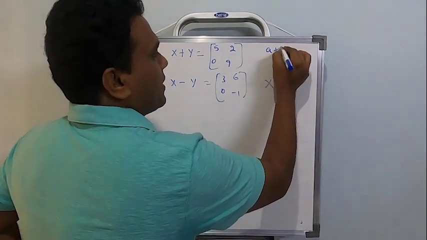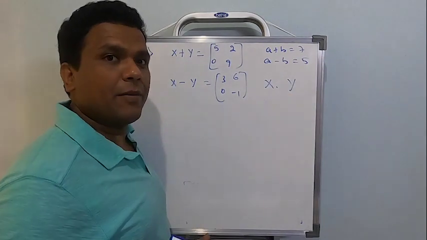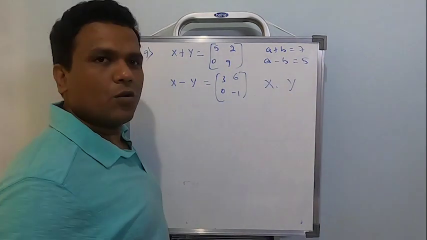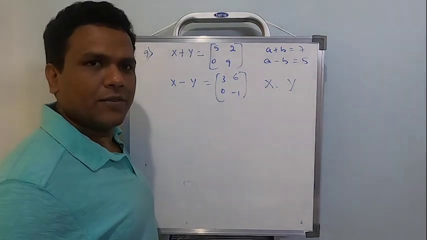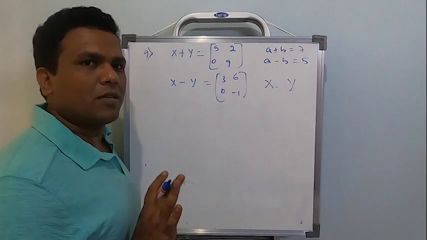Suppose if I have something like a plus b equal to 7 and a minus b equal to 5, can I find a and b? Yes, I will just go for the simultaneous process and I will find the values of a and b. Apply the same procedure here also, but the right side is a matrix. That's all the difference. Clear?